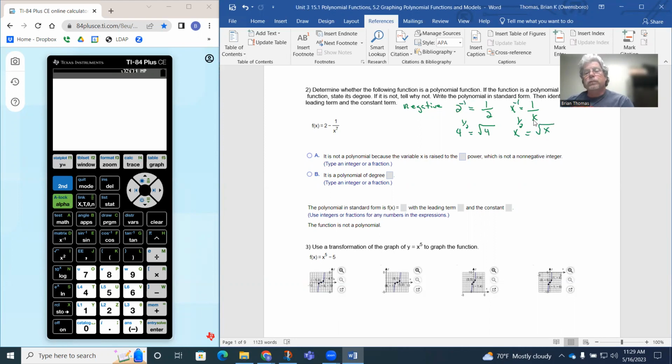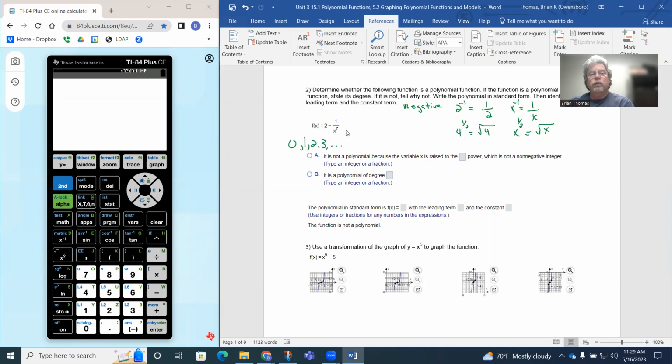So if we have negative exponents or fractional exponents, negative exponents represent reciprocals, and fractional exponents represent these radicals, things like that. So remember, to be a polynomial function, the exponents have to be whole numbers. So we're talking about 0, 1, 2, 3, and so forth and so on.